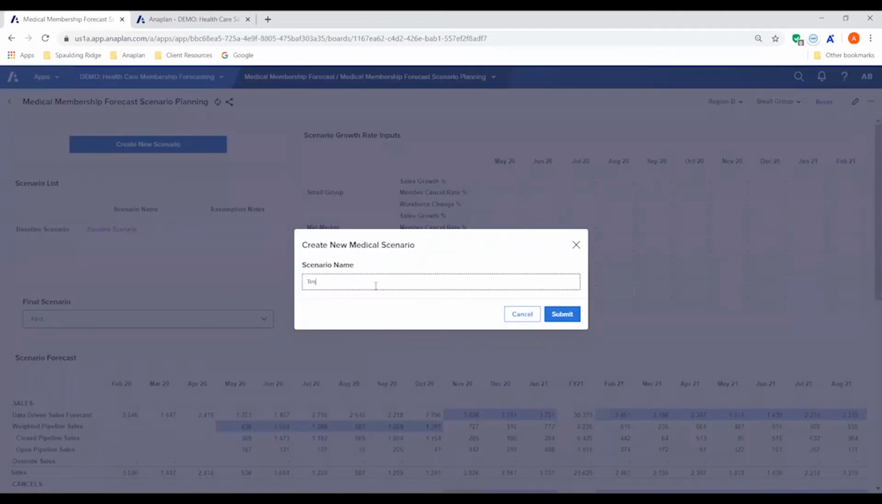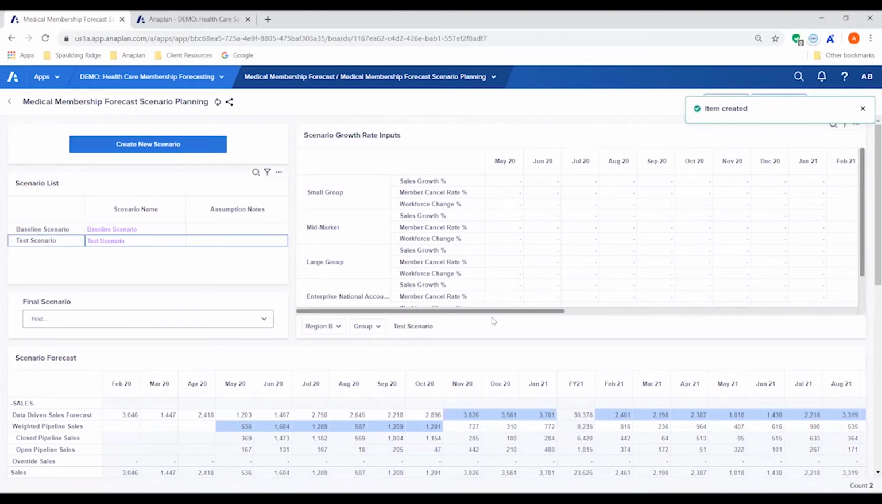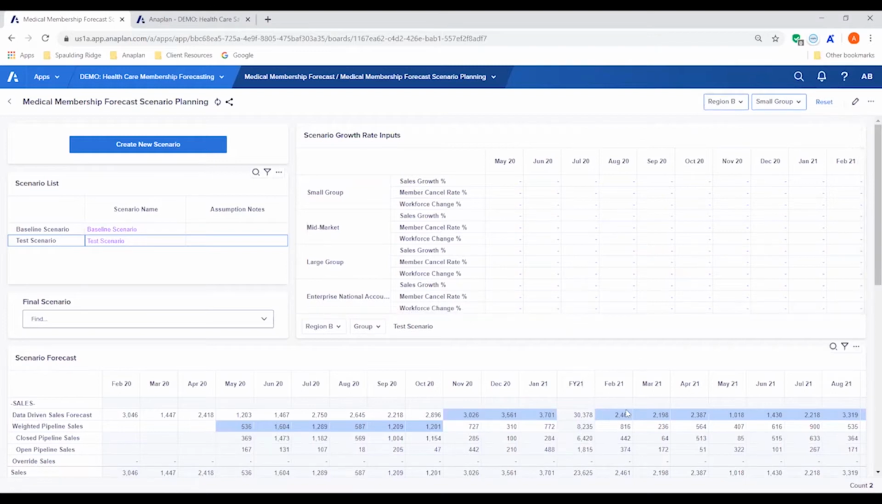So if we create a new scenario here, this will give us a blank slate to start making inputs. You'll see that we have a driver table up here, which will influence our data-driven forecast down below. So we have a driver for each of those major activities: sales, cancels, and workforce change.